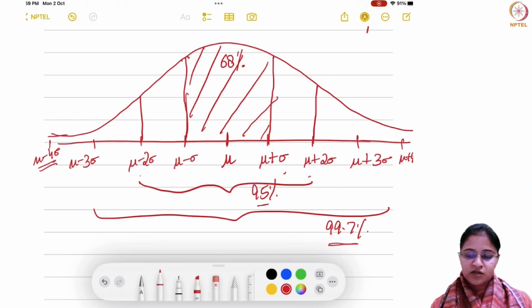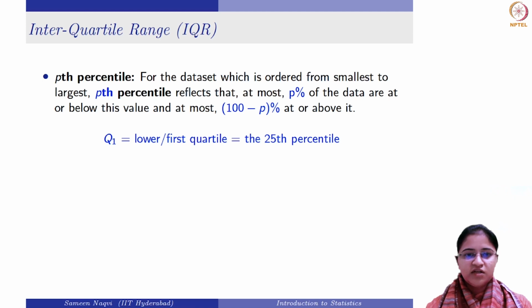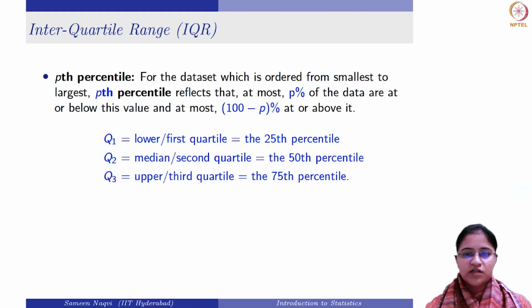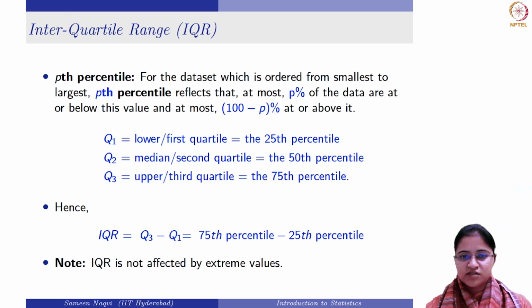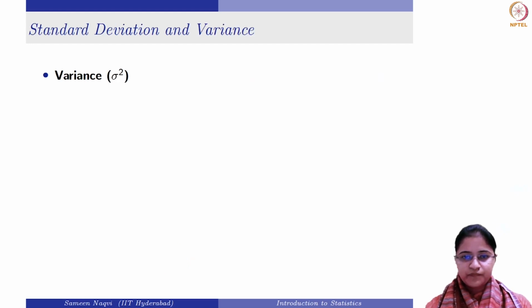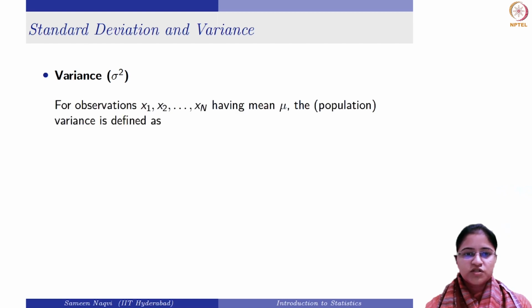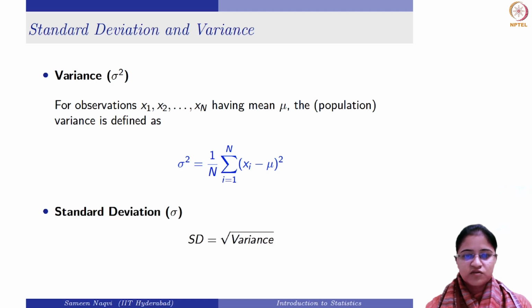So we have talked about the pth percentile, we have written the first quartile, second quartile and third quartile. Then we have gone on to study IQR, which is the difference between the 75th and 25th percentile. And we have also seen that it is a robust measure because it is not affected by the extreme observations. And then we moved on to study the variance. So as we have discussed this formula, and the standard deviation is in this way.